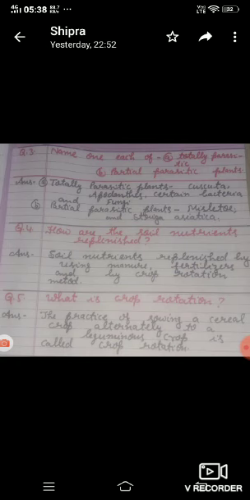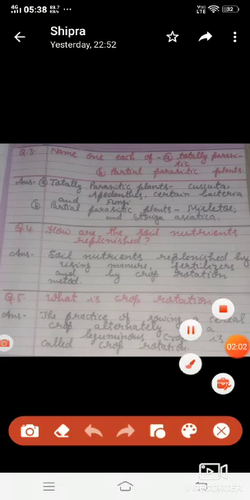Question 2. Name the factors which affect photosynthesis. Answer: Photosynthesis is affected by a number of environmental factors like light intensity, nature of light, carbon dioxide and water, and temperature.